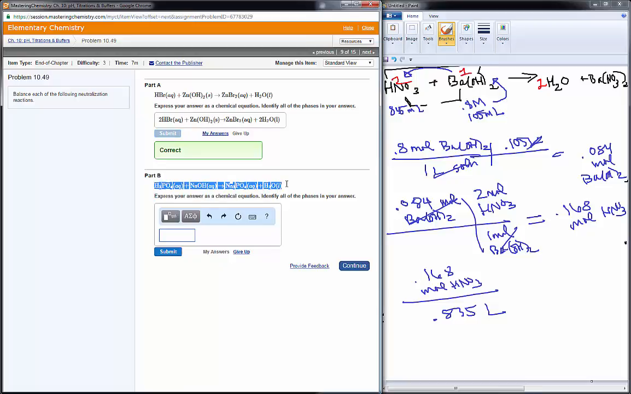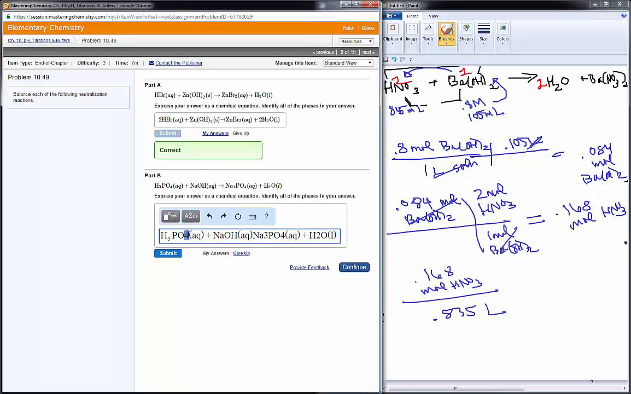And if I do this one, same story. The keyboard shortcut here, by the way, is Shift _. That'll just turn that into your subscript. If you do this a lot, then it's useful to look up those keyboard shortcuts. Okay, so H3PO4 plus sodium hydroxide makes Na3PO4 plus H2O.